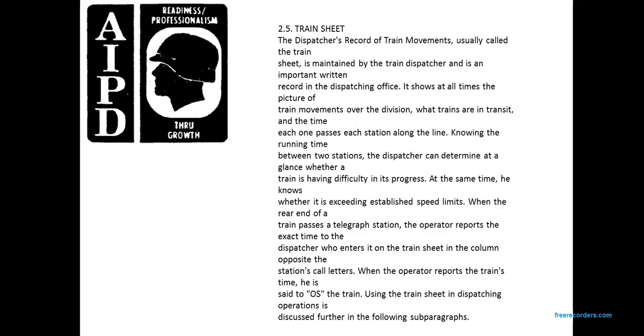2.5. The train sheet. The dispatcher's record of the train movements, usually called the train sheet, is maintained by the train dispatcher and is an important written record of the dispatching. It also shows at all times the picture of the train movements over the division while the train is in transit.